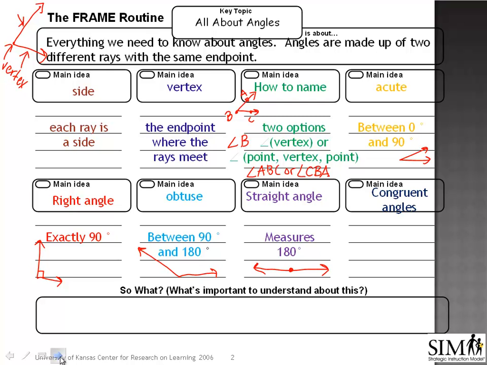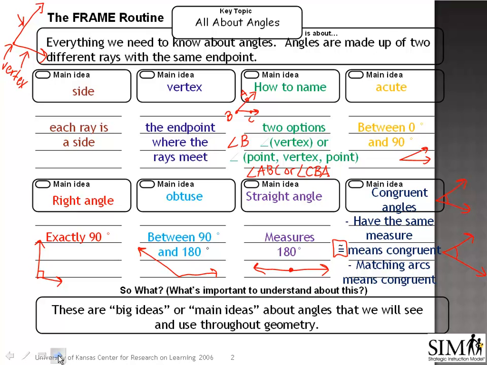Congruent angles, congruent is an important word we'll use quite a bit. Congruent angles have the same measure, and this sign right here means congruent. We also use matching arcs to show that angles are congruent. So if I drew 2 angles like this, and I put one arc in both of them, that would tell me those angles are congruent.